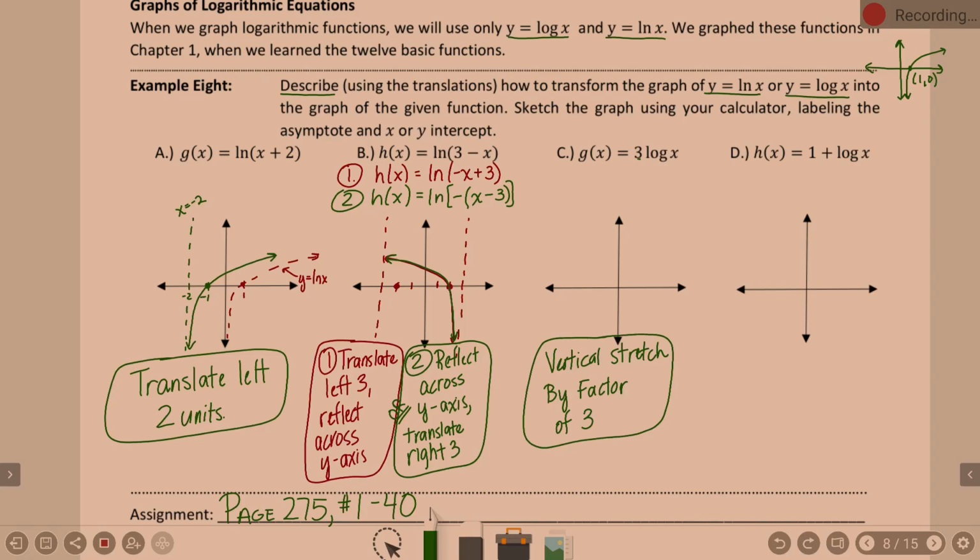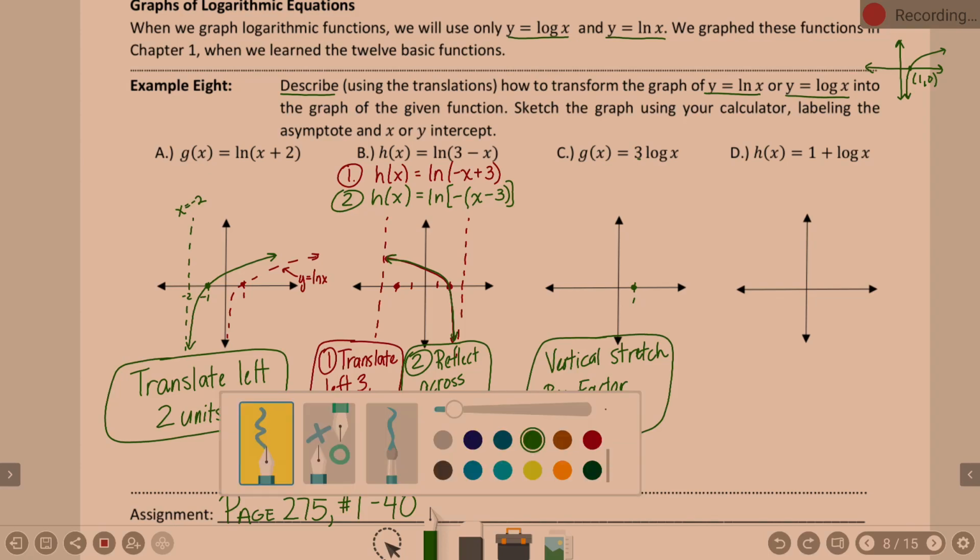What's that going to do? Think about 1, 0 being here. What are we stretching when we do a vertical stretch by a factor of 3? You're stretching the y values, right? So on 1, 0, your y value is 0, and 3 times 0 is 0. So 1, 0 stays where it is. It's the other values that will go up faster.